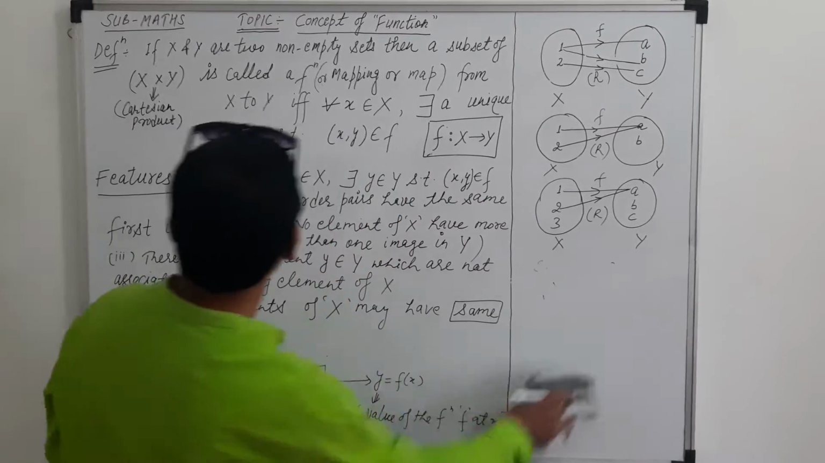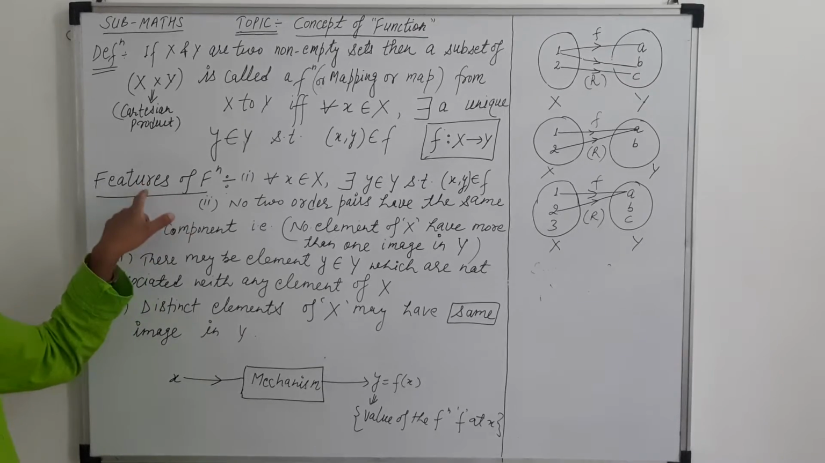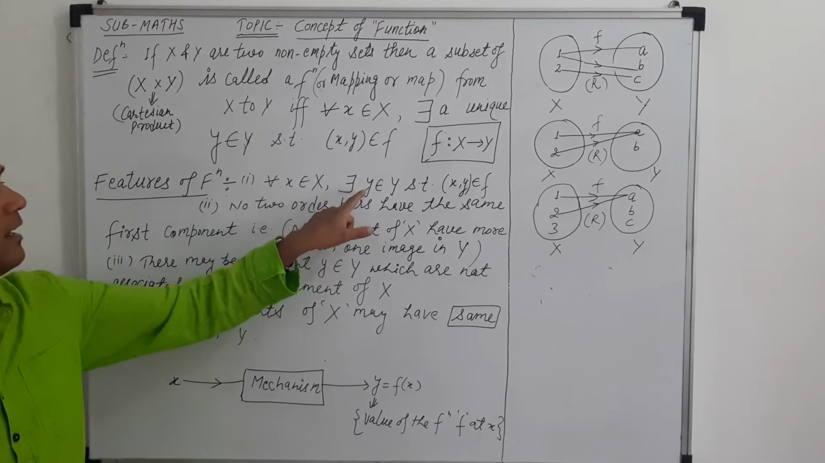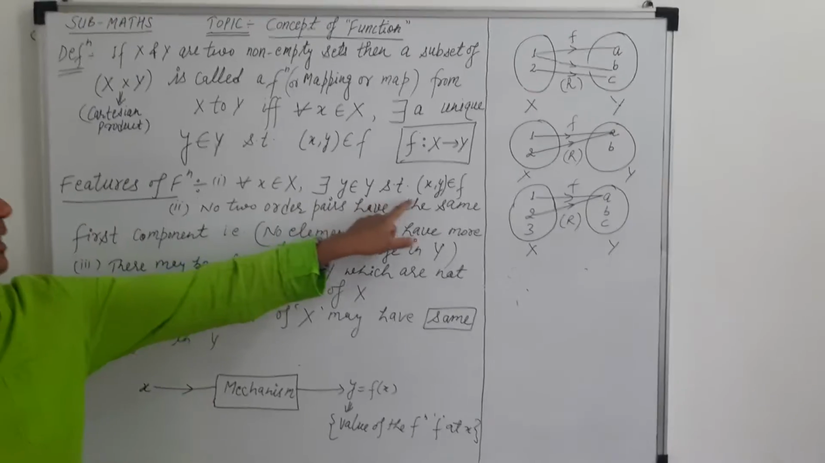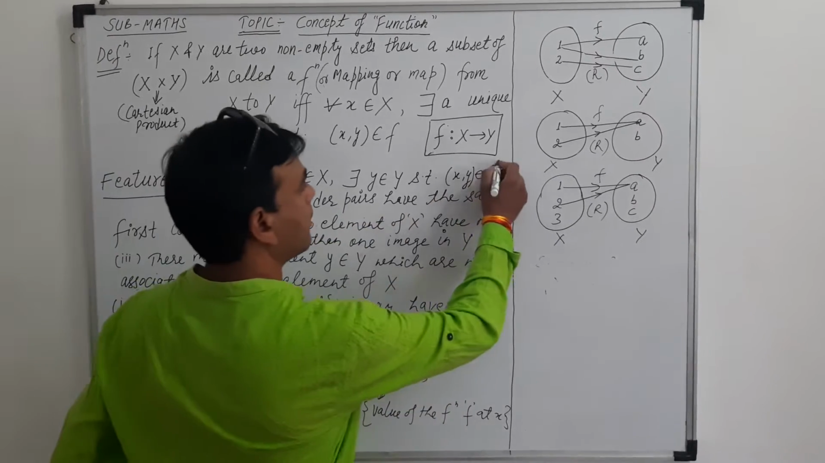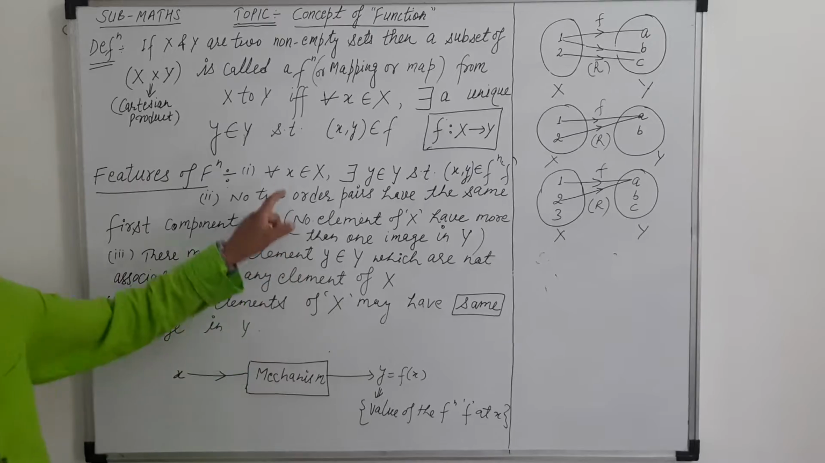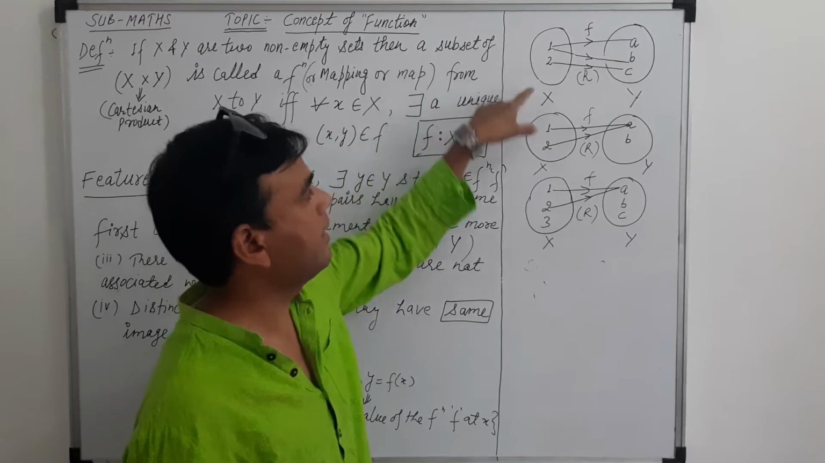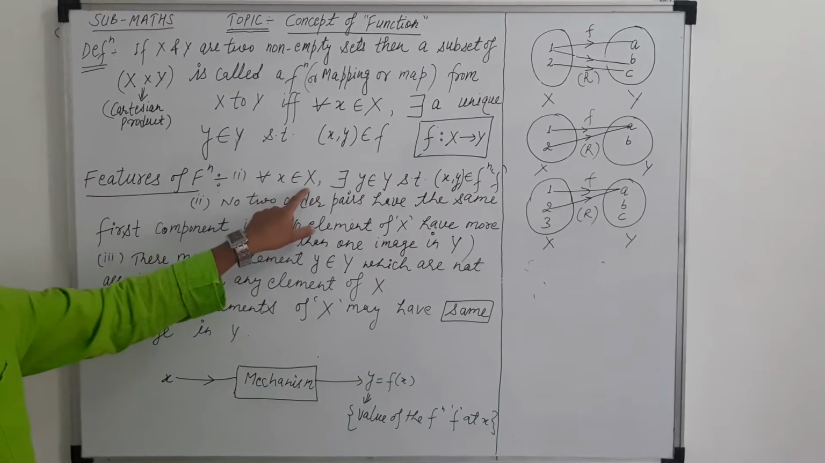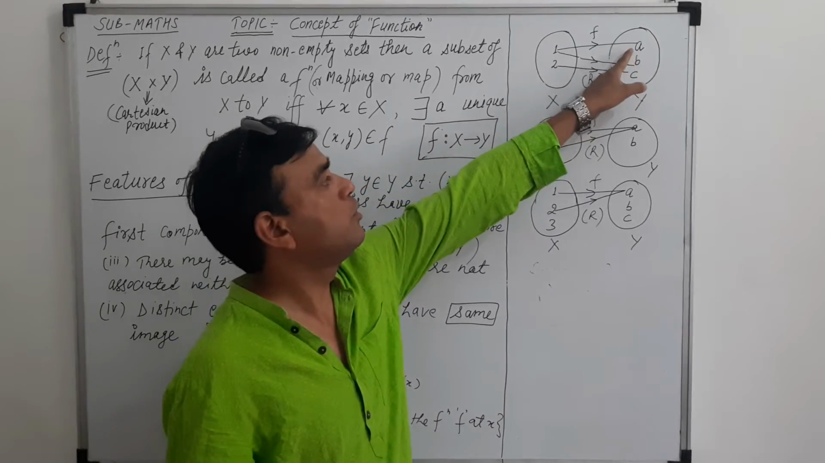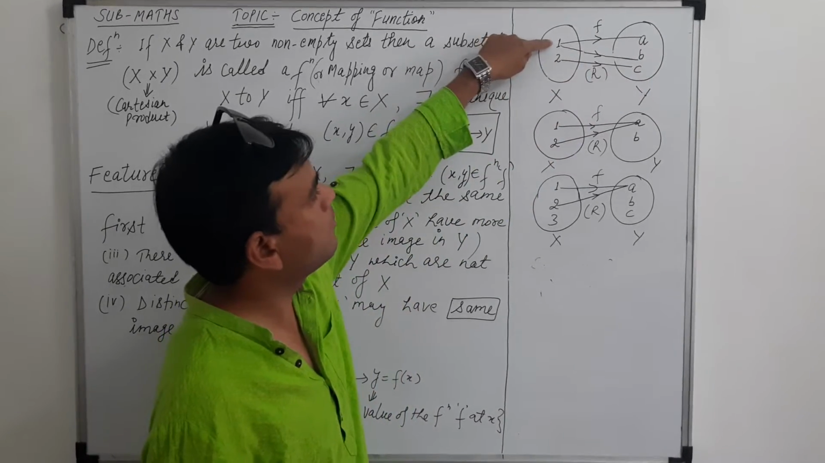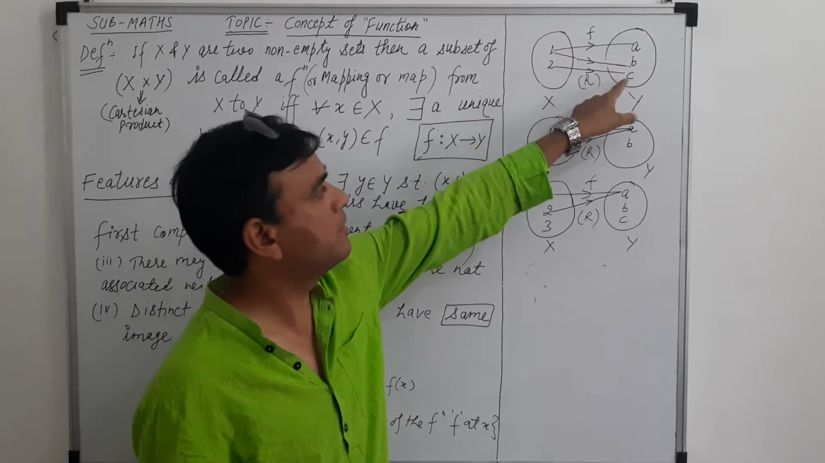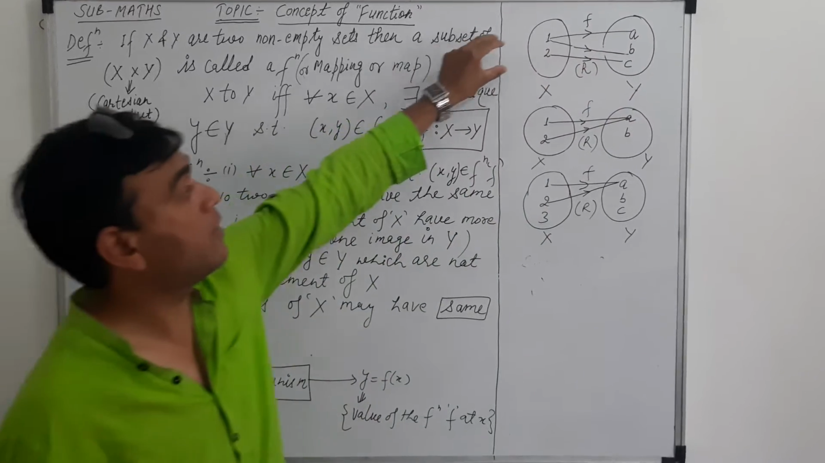So let's look at some features of the function. The first one is that for every element of X, there must exist an element y in set Y such that (x, y) belongs to the function f. You can see from this feature that 1 and 2 are the elements of X, and for these two elements there must exist a unique element in Y. So you can see here that 1 is associated with a, and 1 is associated with b also, and 2 is associated with c. But here we have to check whether this is a function or not.